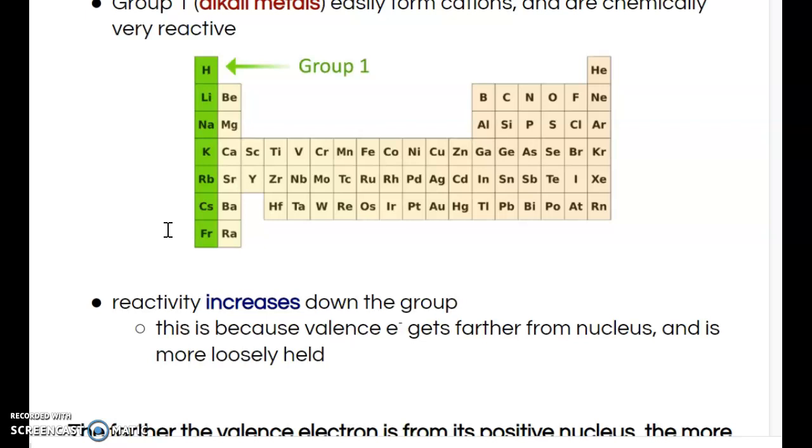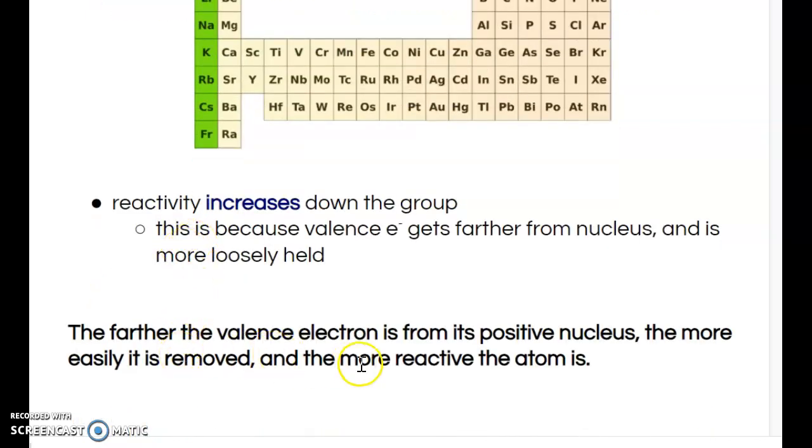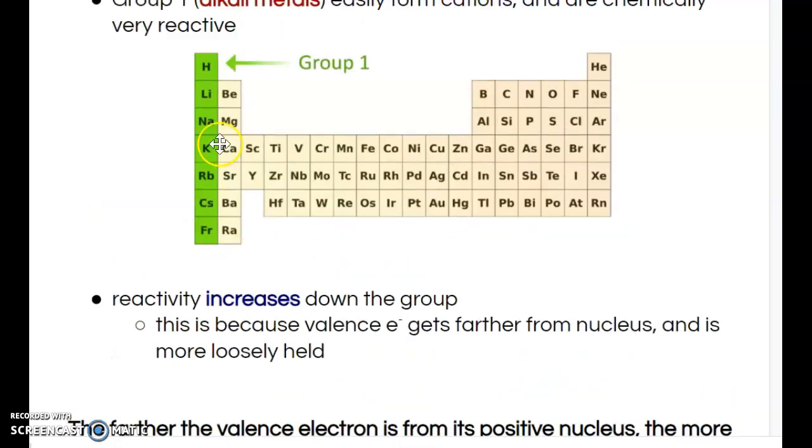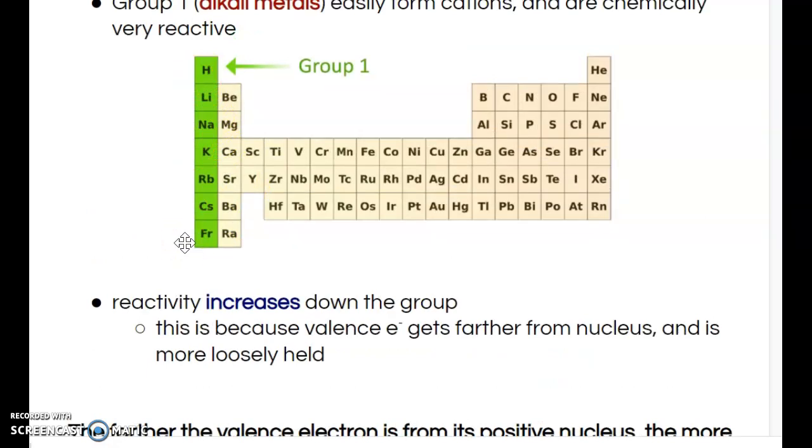And the farther away the electrons are from the nucleus, the positively charged protons, the easier it is to pull those electrons, so they become much more reactive. This is what I said: the farther the valence electron is from the positive nucleus, the more easily it is removed and the more reactive the atom is. So again, as you go down, the easier it is to remove, the more reactive it is.